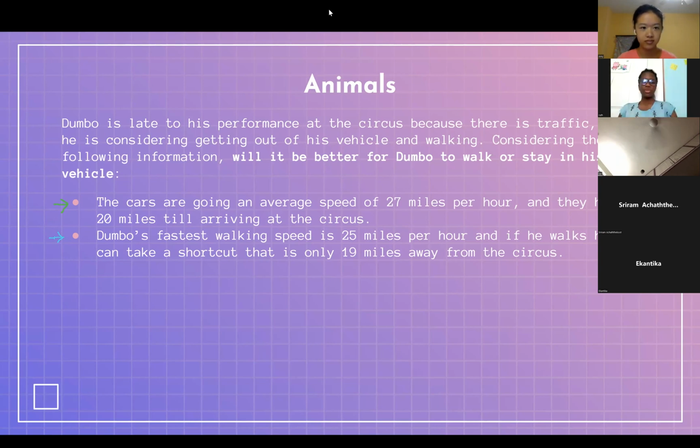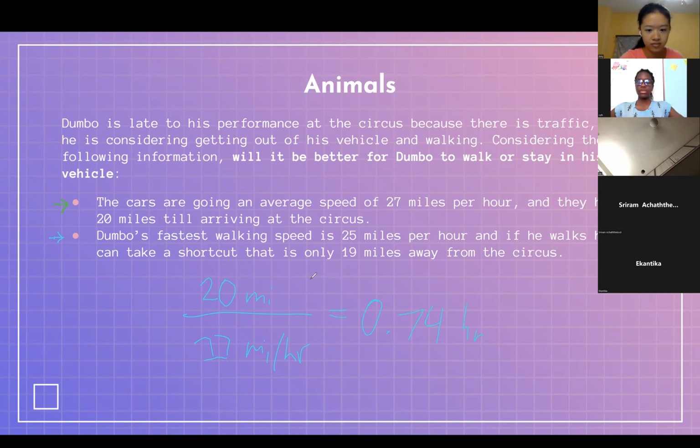Yeah, so people are saying car. So, let's see how long it will take the car to get there. If the car is going 27 miles per hour and they have 20 miles left, then what you do is divide 20 miles by 27, and that would get you 0.74 hours till he gets there.